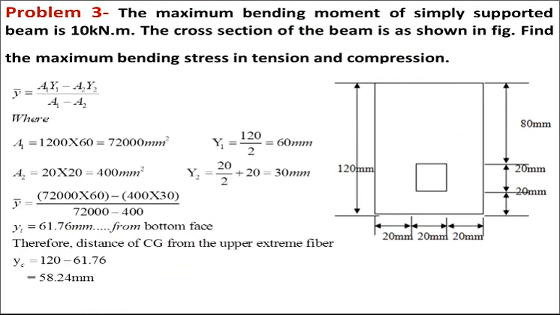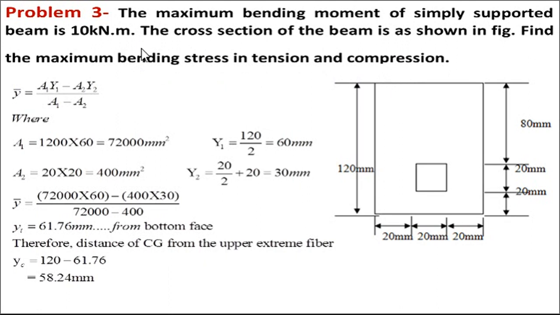Now see the third problem. In the third problem, see the cross section given. The maximum bending moment of the simply supported beam is 10 kilonewton meter. The cross section of the beam is shown in the figure. Find the maximum bending stress in tension and compression.